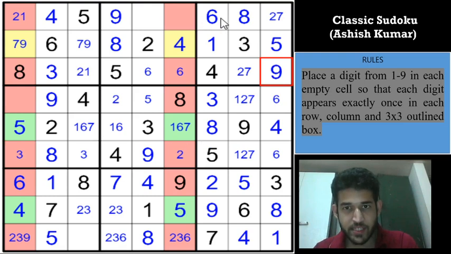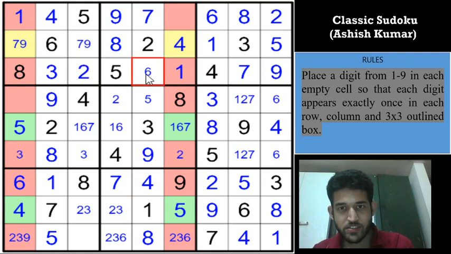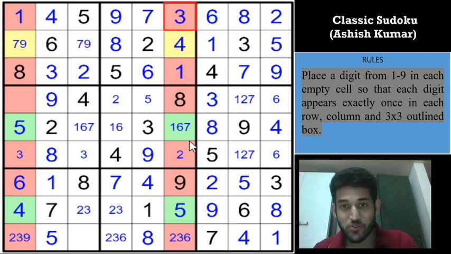4, 5, 9, 6 and 8, remaining digits are 1, 2, 3, 7 in row 1, but column 5 has 1, 2 and 3, which means this is a 7, which means this is a 2, this is a 7, this is a 1, this is a 2, and these 2 cells must be 1 6, but 1 is here, so this is a 1, and this is going to be a 6. This will be a 3 now. Beautiful, guys. Superb Sudoku. Really.